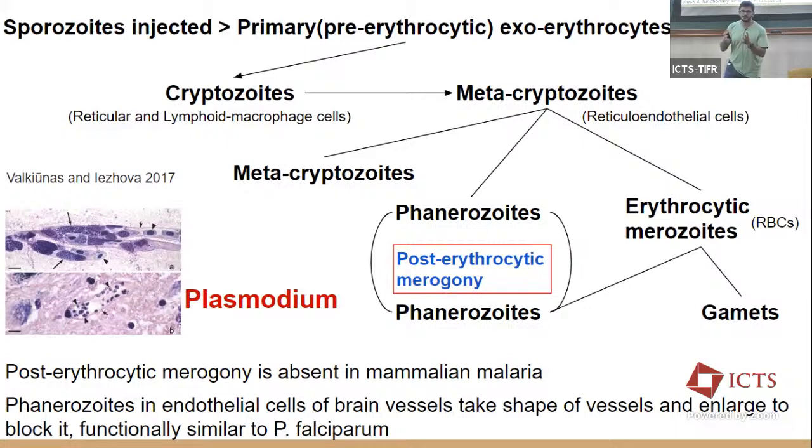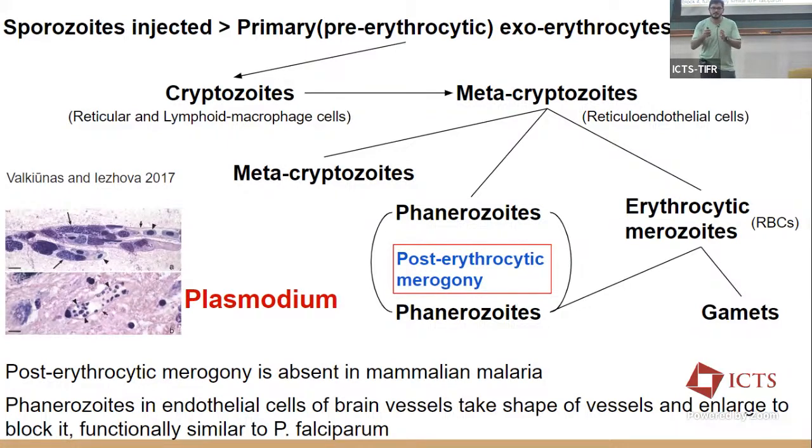merogony, the exoerythrocytic cycle, when the acute phase picks up. That's when there are a lot of parasites in the blood. The RBCs are rupturing, giving rise to more exoerythrocytic phases also, and that's where the bird or the host suffers most. The post-erythrocytic merogony is absent in mammalian malaria. Once the gametes are out, this is one big difference between human plasmodium and bird plasmodium: some of these stages are absent in humans. And then the phanerozoites in endothelial cells of brain vessels take up the shape of the vessels.